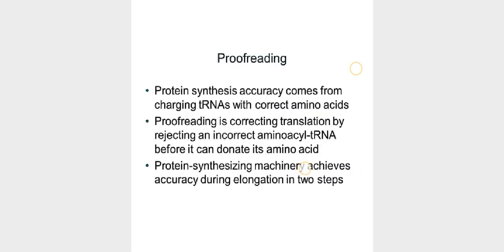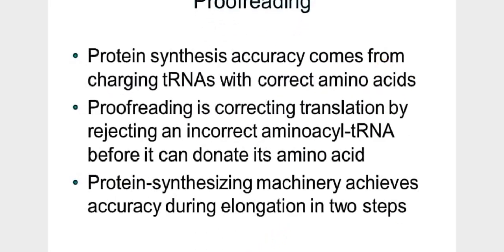Translational proofreading. Protein synthesis accuracy comes from charging tRNAs with correct amino acids. Proofreading is correcting translation by rejecting an incorrect amino acid tRNA before it can donate its amino acid.